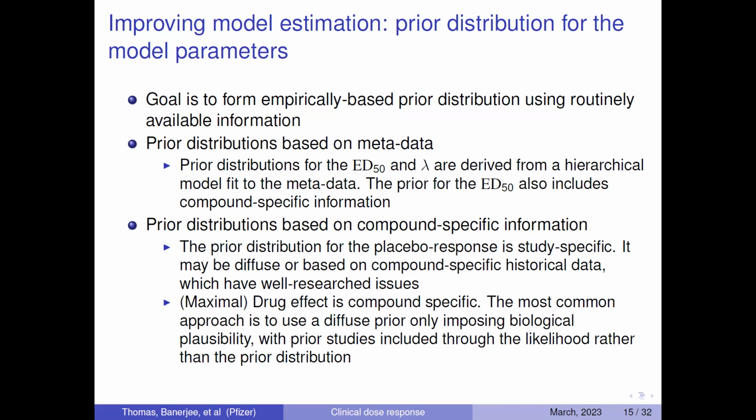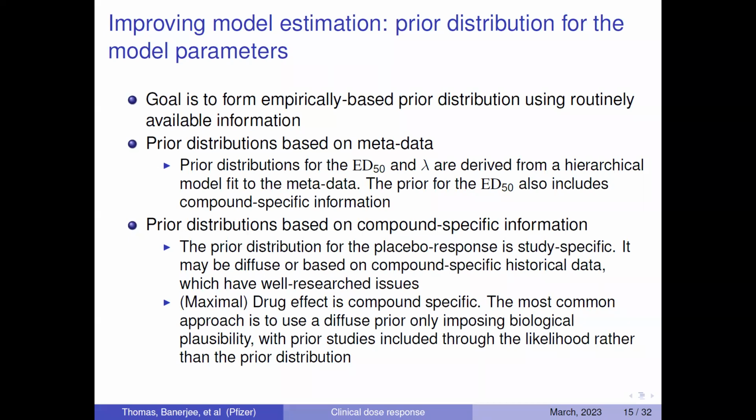And so what you're going to see is that for the most part, we use just a diffuse prior distribution for placebo response. But if you have good historical compound-specific information, you can certainly use that to better inform the placebo response. That's a well-researched topic, and I don't think there's anything new in dose response studies regarding that. So I'm not going to talk more about how to use historical data for placebo here.